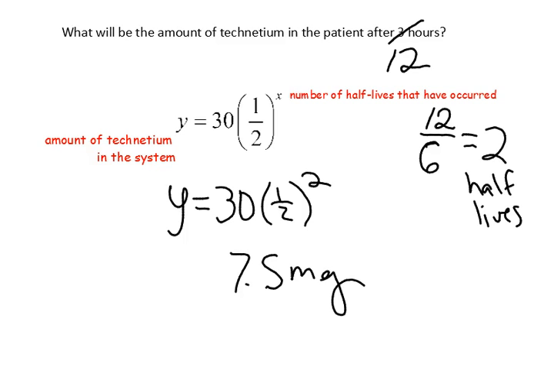So when you're given time, you just need to figure out how many half-lives that is, and then you can plug that into the formula to figure out how much substance is left.